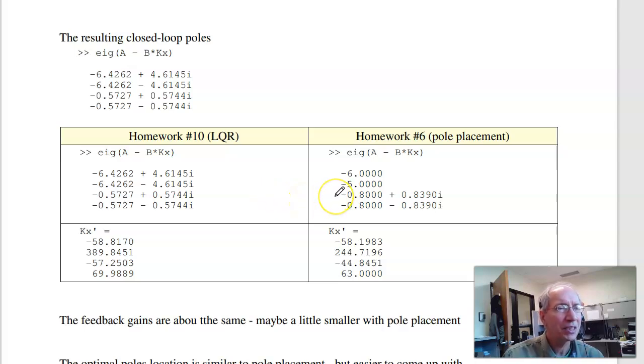Pole placement's nice. I've got complete control over it. The feedback gains, LQR versus pole placement, are actually not all that different. So which one's better? In this case, I'd kind of say it's a wash. But that's homework set number 10. Really what you're doing is you're using LQR as a tool. It's one way to find feedback gains. It's a little bit different.